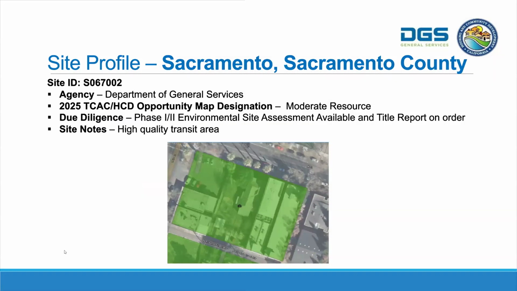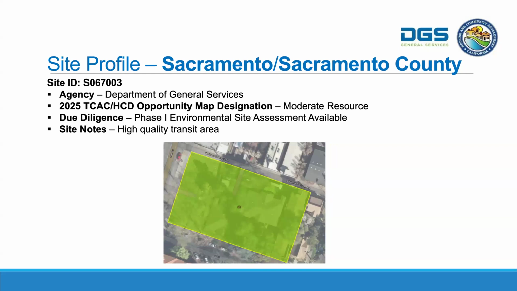is in Sacramento, and it's owned by DGS. It's moderate resource and in a high quality transit area. I think this is a great site and ready to move quickly. Next one. Another site in Sacramento, also owned by DGS. Again, high quality transit, ready to move fairly quickly. Next.